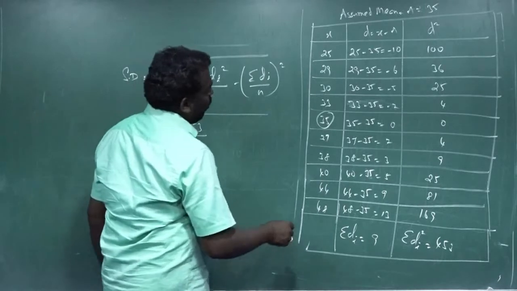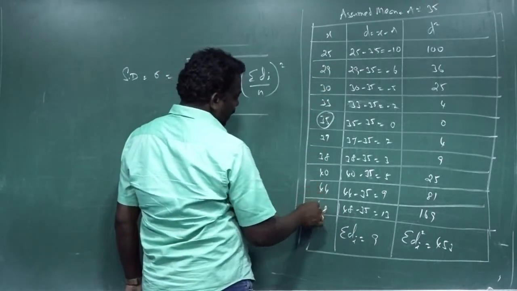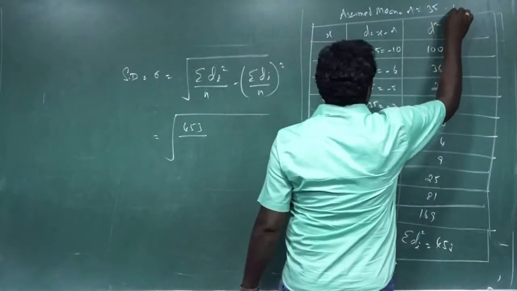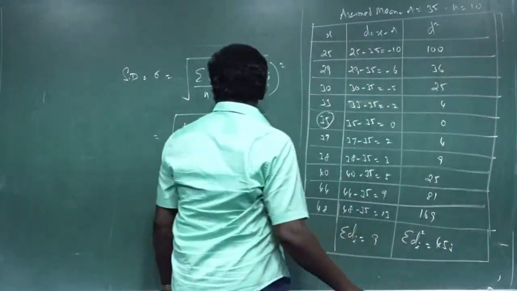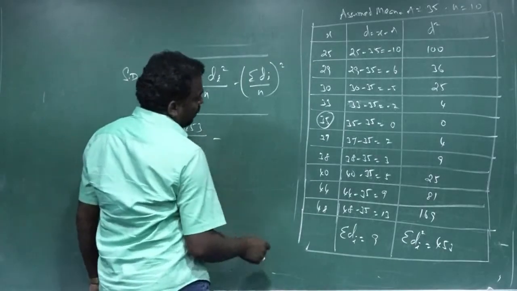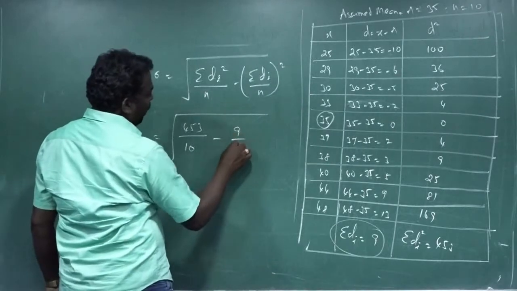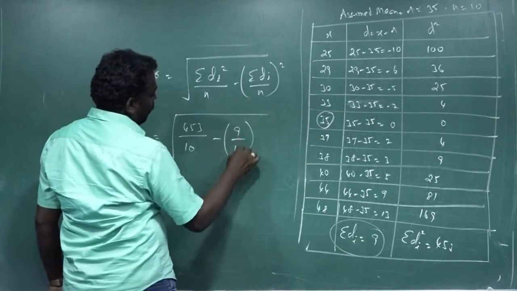Number of terms are how many? 1, 2, 3, 4, 5, 6, 7, 8, 9, 10. Therefore here n equals 10. So n equal to 10, minus summation d. Summation d value equals what? 9. So 9 by n, which is 10, whole squared.